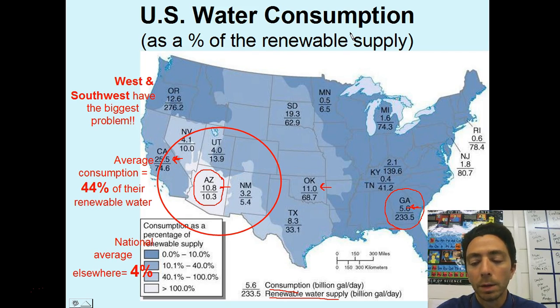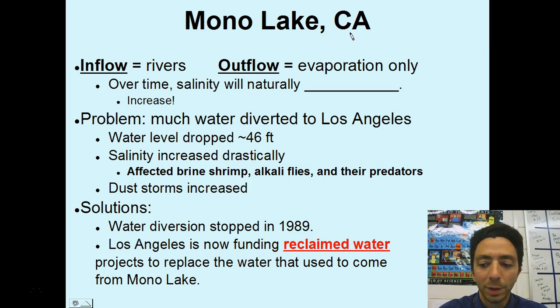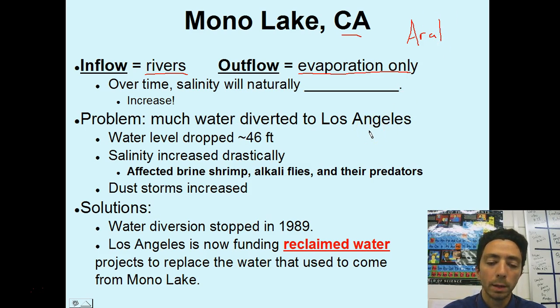Do we have it where the people need it? Mono Lake is the first case study we're going to talk about here. Mono Lake is a lake in California. All the water to Mono Lake comes in via some rivers, and the only way the water leaves is by evaporation. So this is a very similar scenario to the Aral Sea. And what happened was as Los Angeles was growing and developing, they diverted a lot of the water from the rivers entering Mono Lake to the city of Los Angeles.